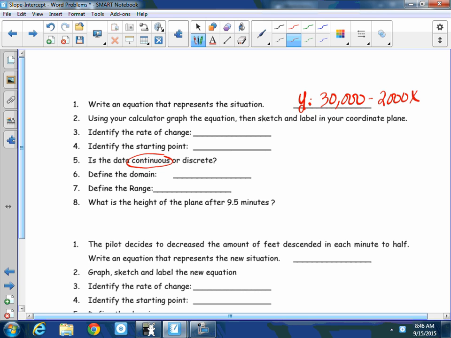Domain. So domain will be your minutes, right? This would be your minutes. From 0 to? Let's think about this. Can you just keep on going down forever and ever? No, at some point you have to hit the ground. Stop talking, pay attention. So we have to figure out, right? At 0, the airplane is all the way over here at 30,000, right?